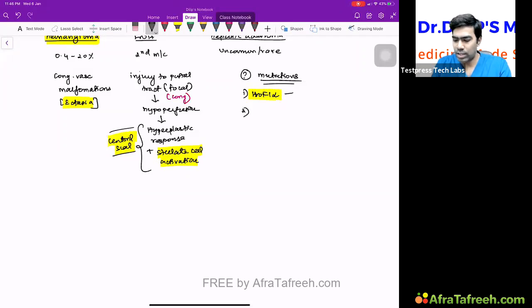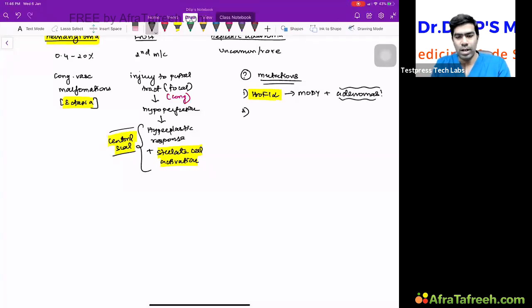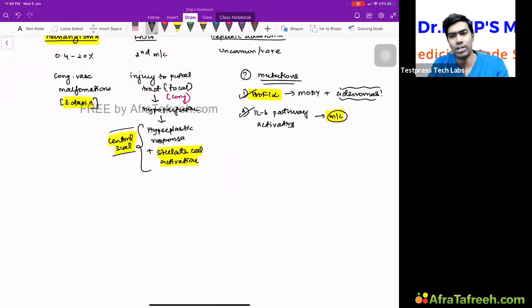Clear? So remember, these patients will have MODY. This is the most important thing that you need to know with regards to HNF1 alpha. Plus, they will be having hepatic adenomas as well. And at the same time, there are something called inflammatory mutations, like IL-6 activating mutations or IL-6 pathway activating mutations. These are called inflammatory mutations, and these are supposed to be the most common mutations associated with hepatic adenomas. If they ask you, the second most common will be HNF1 alpha, but the most common mutations causing hepatic adenomas will be IL-6 pathway activating mutations.